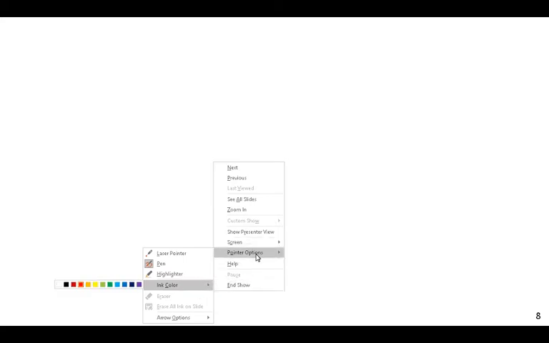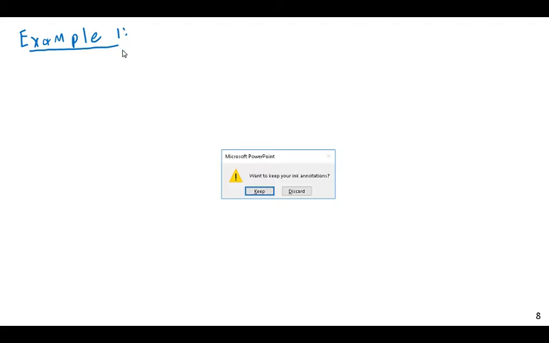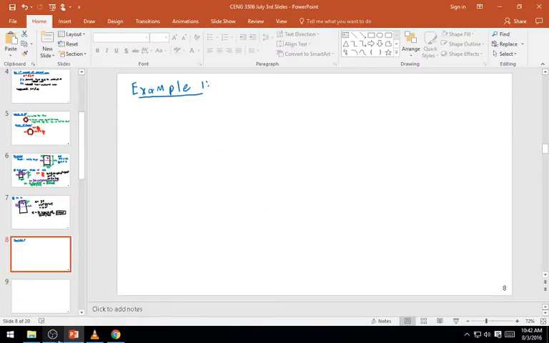So, I'll label this example 1 here. Example 1. Let me make sure we're still rolling. Oh, it's paranoid. We are. We're good. Excellent.